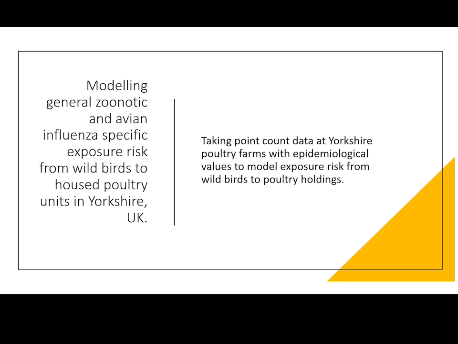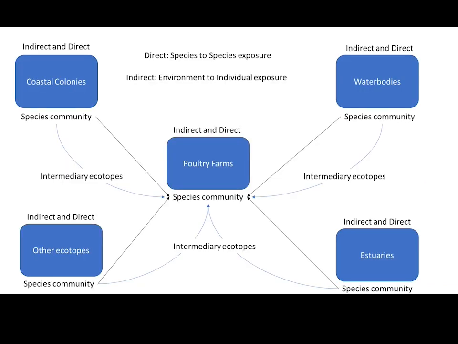This is using count data from poultry farms in Yorkshire, and looking at different values for their presence and their absence, and also looking at epidemiological values. I'll dig into that a little bit as we go on. First, I want to try and explain a mind map almost of what it means to have this kind of movement around the landscape.